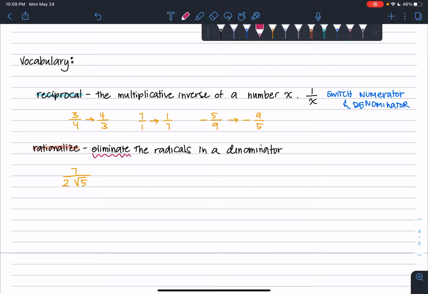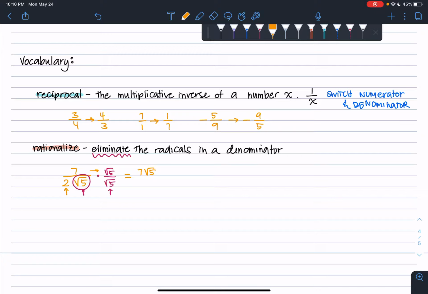So how do we do that? We're going to take this square root, in this case square root of 5, and we multiply it to the numerator and the denominator. Next, we're just going to multiply across like we would any fraction. So 7 times root 5 gives us 7 root 5. And now with the denominator, multiply whole numbers to whole numbers, radicals to radicals.